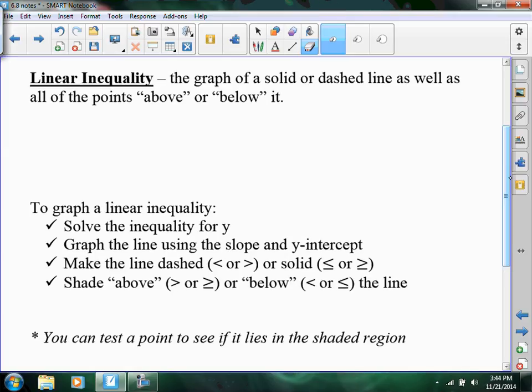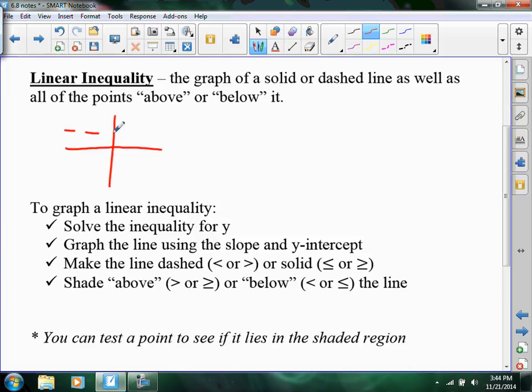Now the linear inequalities that we're going to see today are going to be lines that have slope to them, or they could be horizontal or vertical lines. And the line might be solid or dashed. And then we also have to shade above or below the line. Now above and below are in quotes here because it's not traditionally above or below.